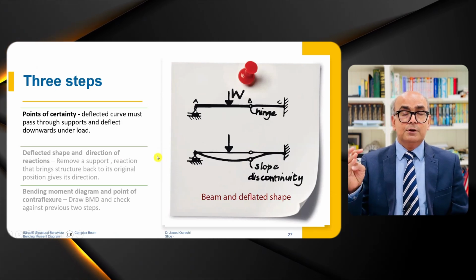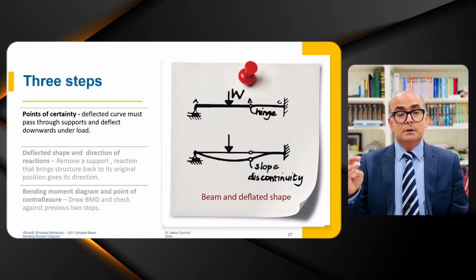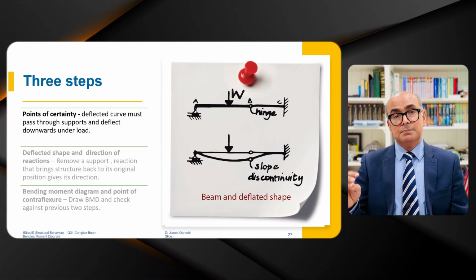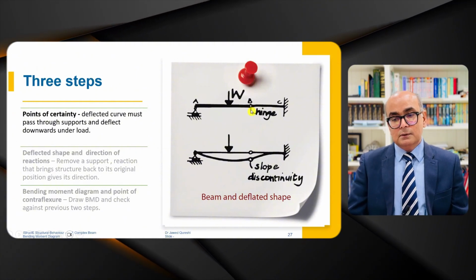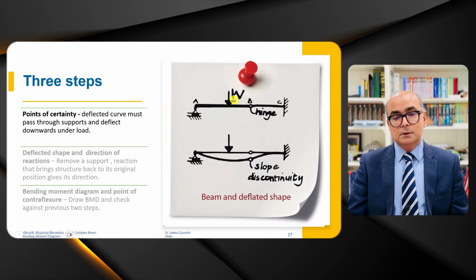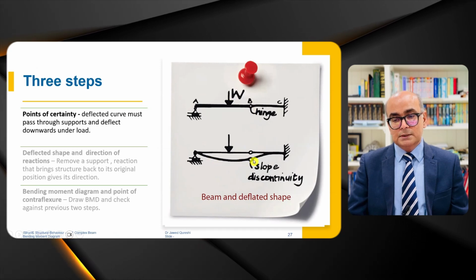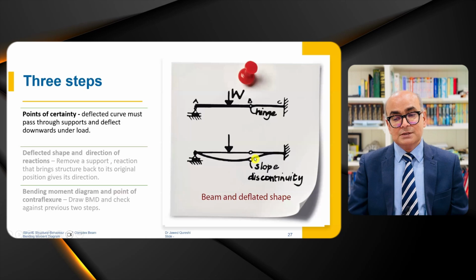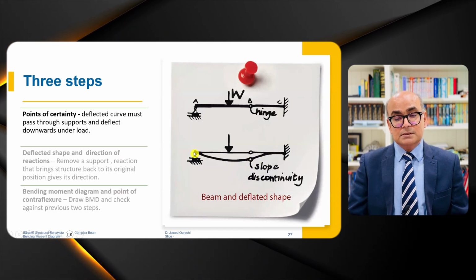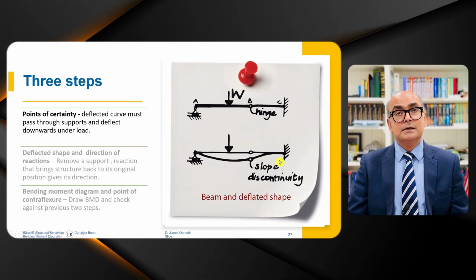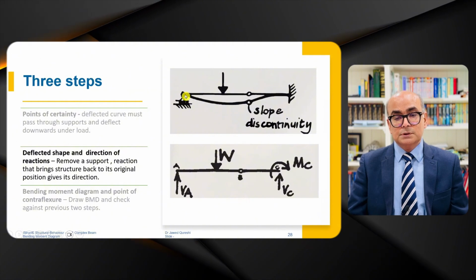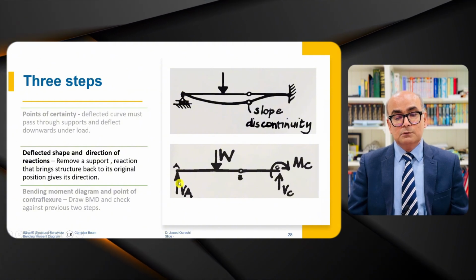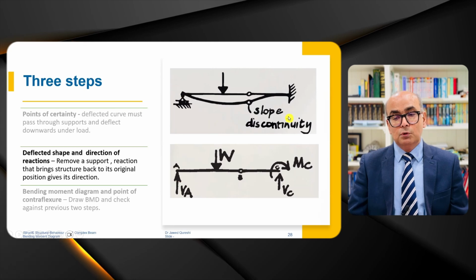Points of certainty, where the deflected shape will pass. Secondly, deflected shape and reactions. And thirdly, I will find out the bending moment. Here we have an internal pin. When we apply loading, there's a little bit of slope discontinuity over here, but again the slope maintains and it reaches over here. So this is the deflected shape. Due to this deflected shape, this is going up, so the reaction will go up, and again here the reaction will go up as well.